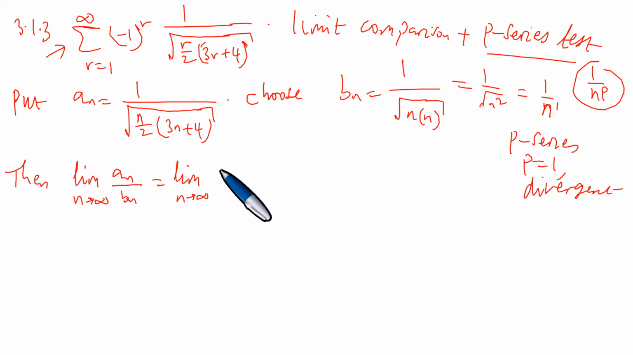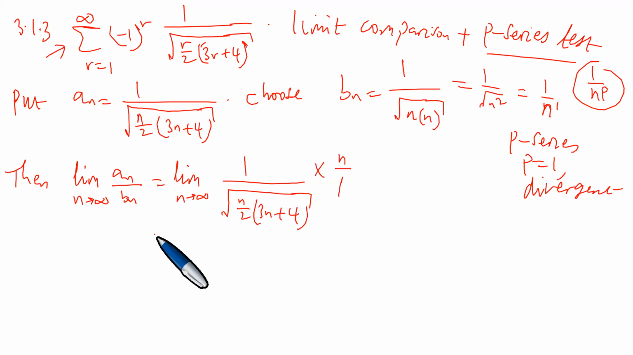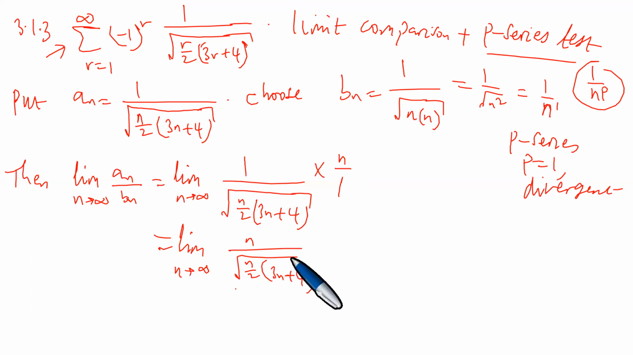What is An? Okay, An is this, so you can just copy this. And then you divide by the Bn, which is this. Dividing by Bn is the same as multiplying by the reciprocal, from which we have this one. The top is that, the bottom is that. Let's just multiply under the square root here.